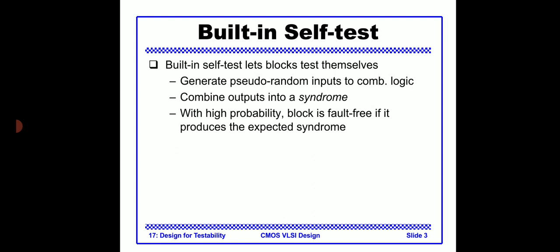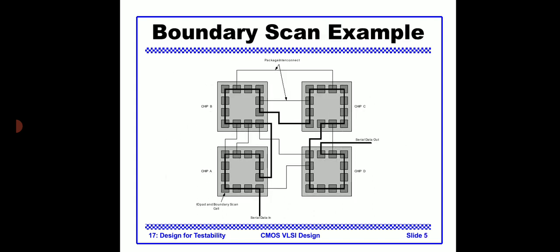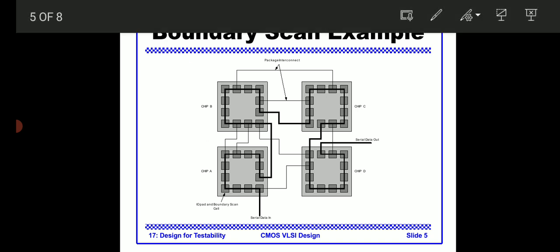In built-in self-test, the wires from the primary inputs, that is from the mux, and the wires from the circuit output to the primary outputs cannot be tested by the BIST.